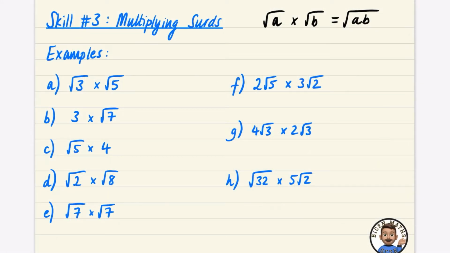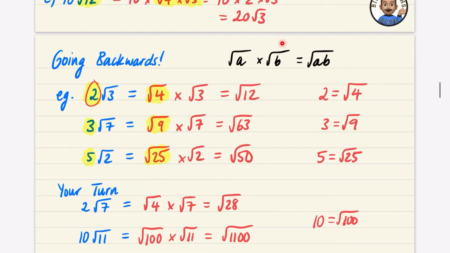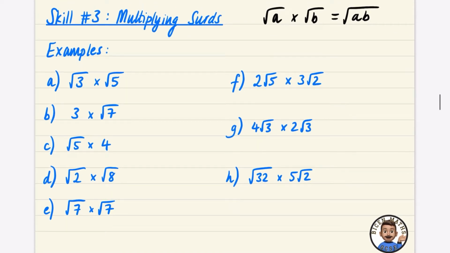Okay, so we're going to be looking at skill number 3, multiplying surds. And if you didn't check out the previous video, there's been some things that have built on this initial surd law that we've got here. We're just going to be going a little bit further with it. And really the best thing for me to do is just to show you some examples.